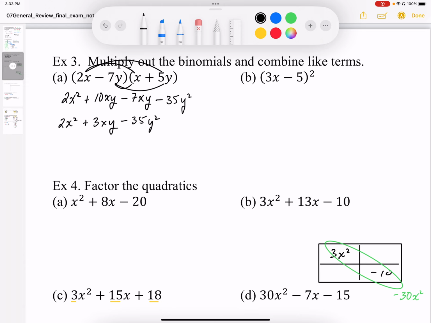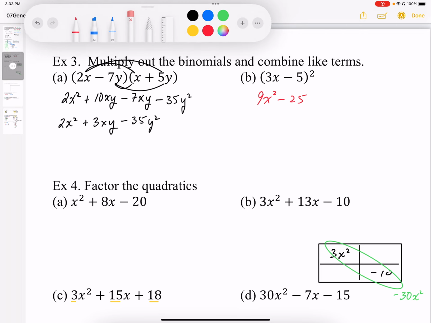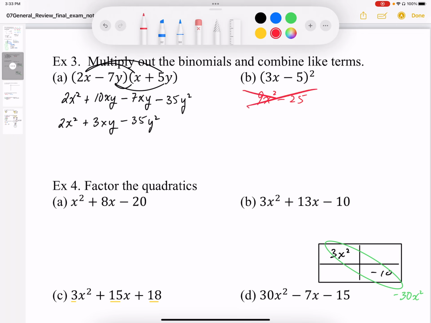In part B, the one thing we never do is square when there's pluses or minuses. Okay, so this is wrong. We never do this: 9x squared minus 5 squared. Okay, so that would be always wrong. Big bad.